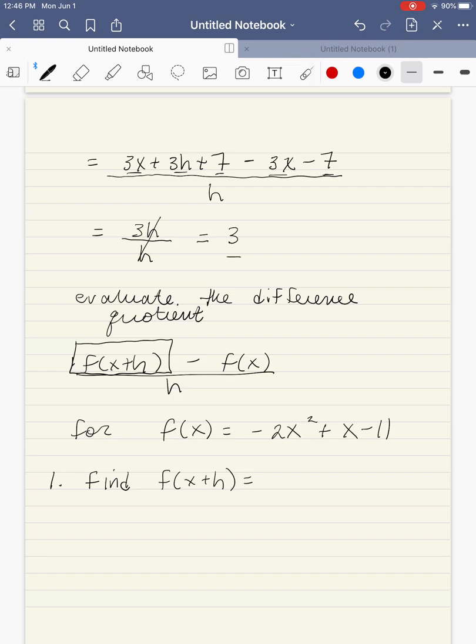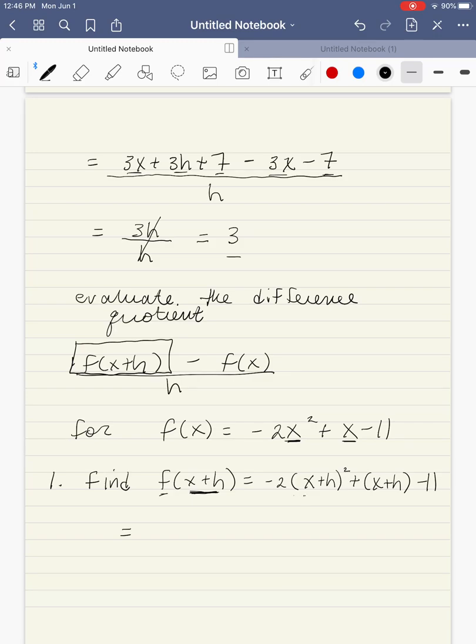And remember that when we are finding a function value, we're replacing x in the f function with whatever's in this parentheses, in this case x plus h. So we have minus 2 times x plus h squared plus x plus h minus 11. So x plus h, the thing in the parentheses, replaced the x everywhere there's an x in the f function.